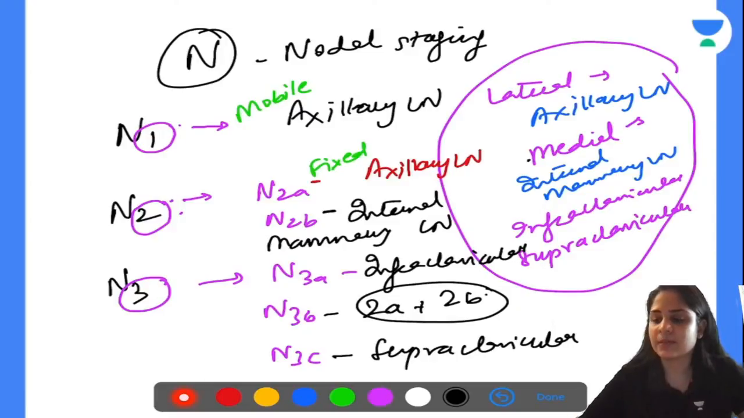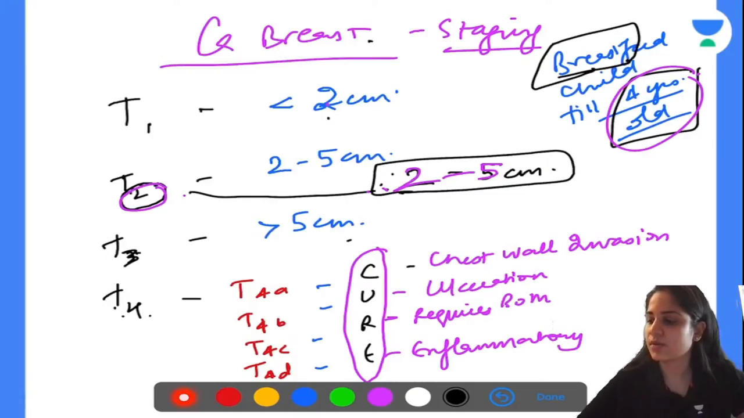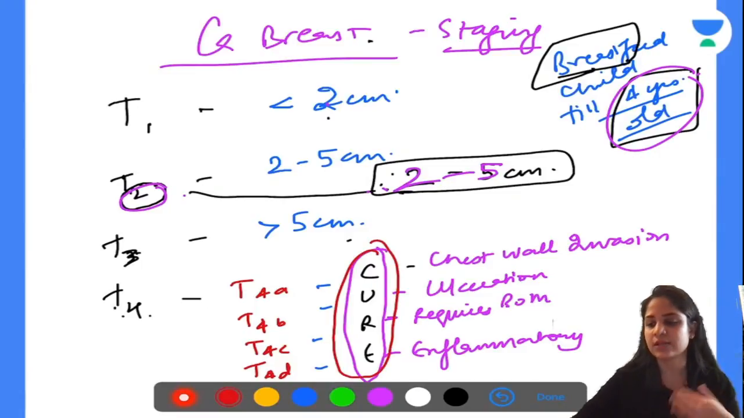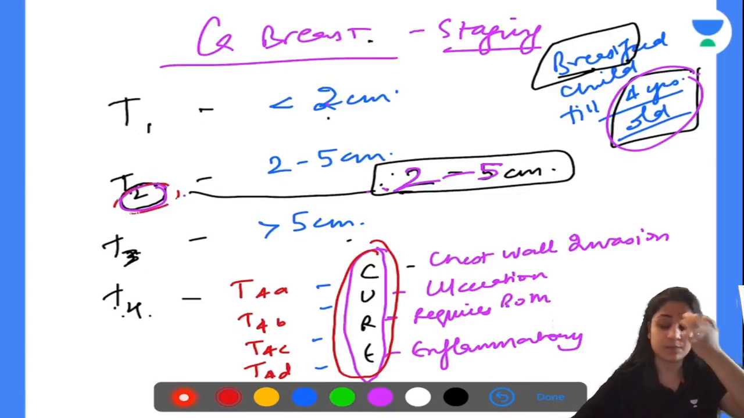So T staging you also remembered. Child breastfeeds till he is 4 years of age. If he does not stop breastfeeding by 4 years of age, you have to cure him of the disease. In cure, chest wall invasion, ulceration requires both an inflammatory. And sizes you also remembered. 2 to remember, 2 to 5 centimeter. And T1 will be less than 2 centimeter. T3 will be more than 5 centimeter.